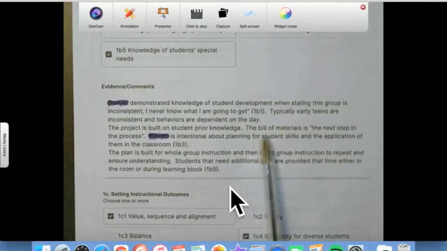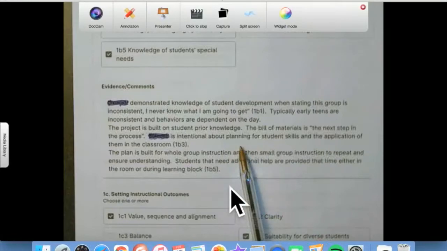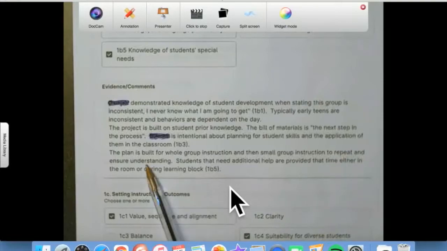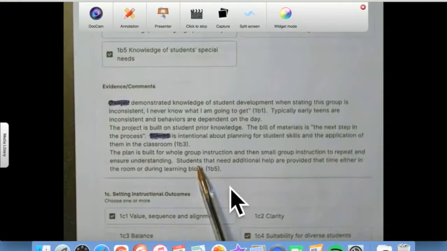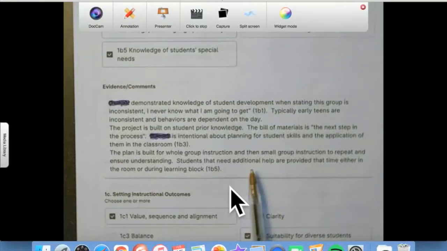So building on prior knowledge, I was intentional about planning and applying the skills in the classroom, so what I was doing was really relevant. The plan is built, which talks about the structure of it, and it includes repetition, that way I can ensure that all the students understand it, and I give the opportunity for those that need additional help to either get that time in the room or during learning block.